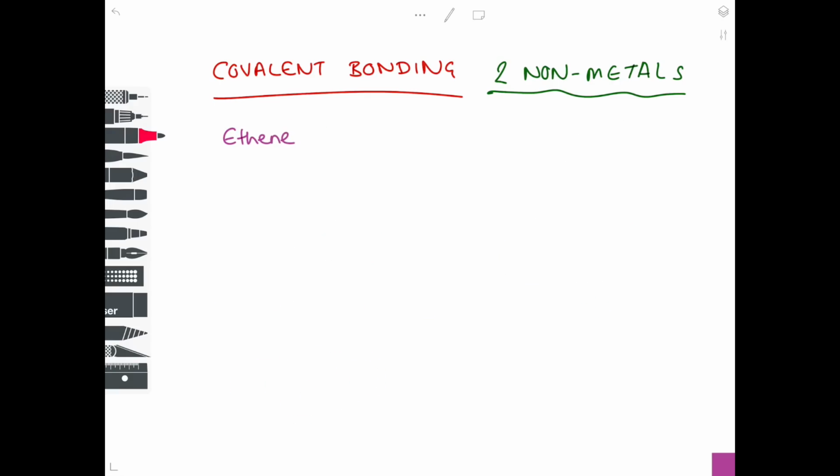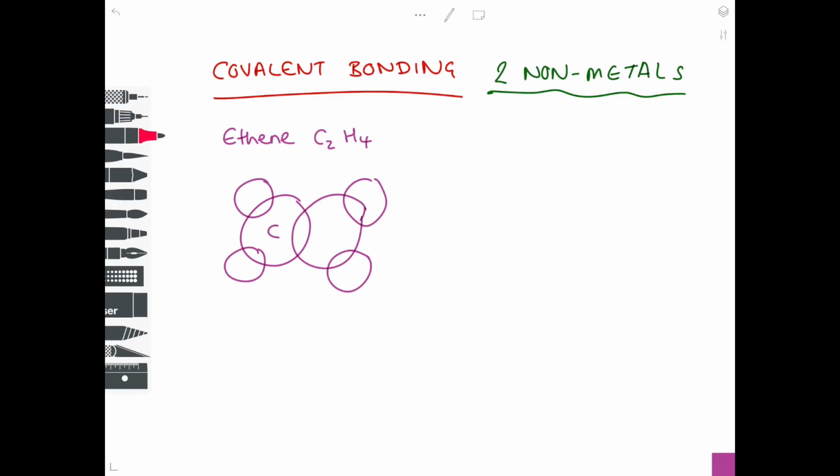The most difficult example you could be given is ethene, C2H4. So I'm going to show you how to do that. There's your central carbon atoms. Here's your 4 hydrogens. Label them. It's easiest to start with the hydrogens here, remembering they have 1 electron in the outer shells.